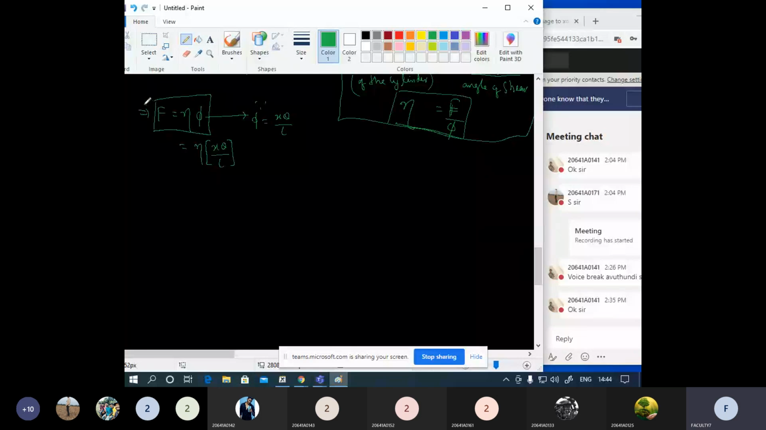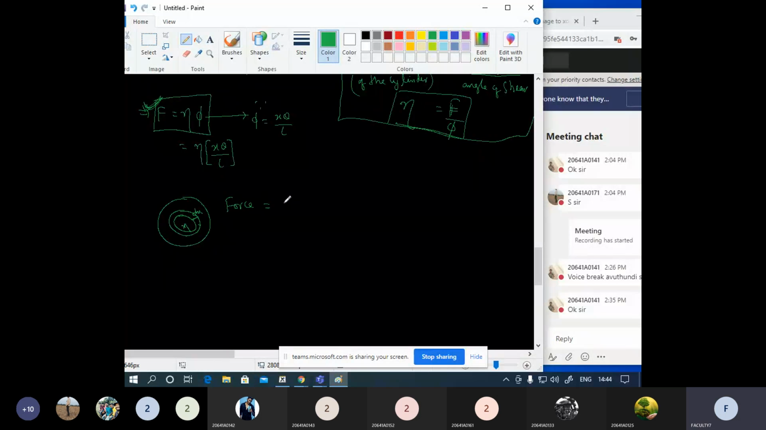This force was given for the unit area. Now you are considering the hollow cylinder with the radius x and the thickness dx. Now that you have the area, we are going to get the force experienced by this hollow cylinder.